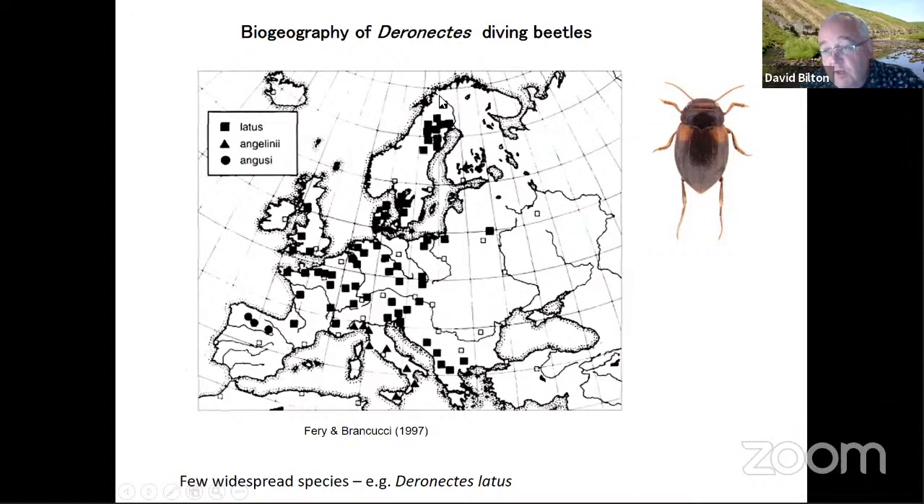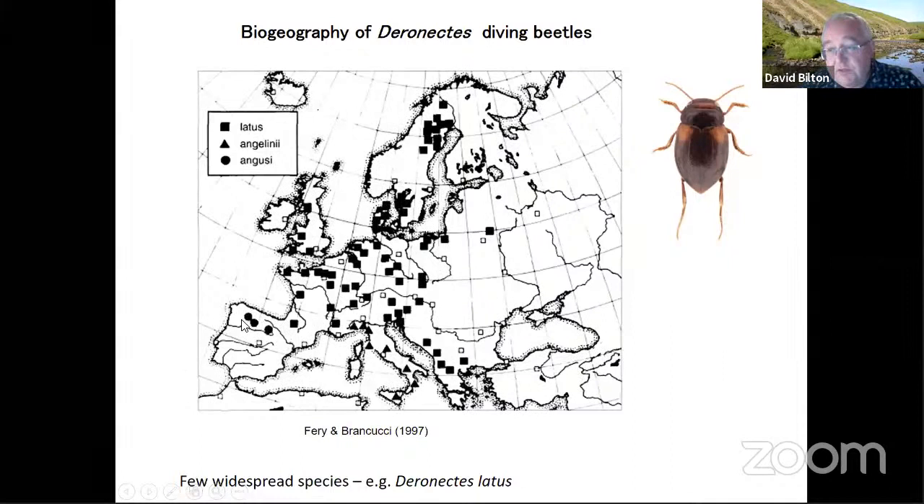Its two closest relatives, which morphologically look very, very similar to it, but we know on a number of characters and also on genetic data, they are distinct separate species, are Angelini and Angusi. Angelini is found in Italy, south of the Po Plain. So it's basically a species of the Italian peninsula and into Sicily there. And Angusi is only found in some mountains in this area of northern Spain.